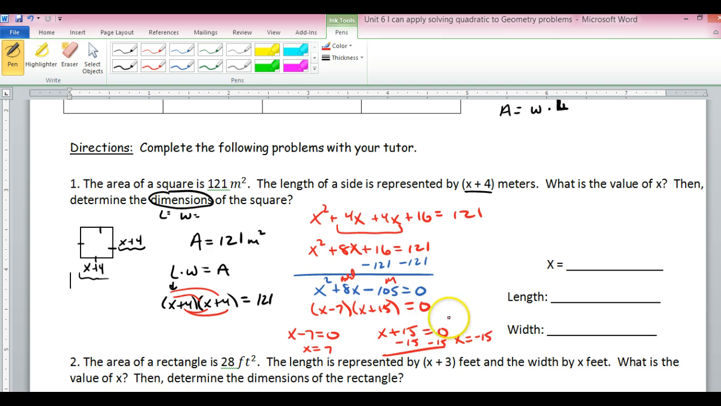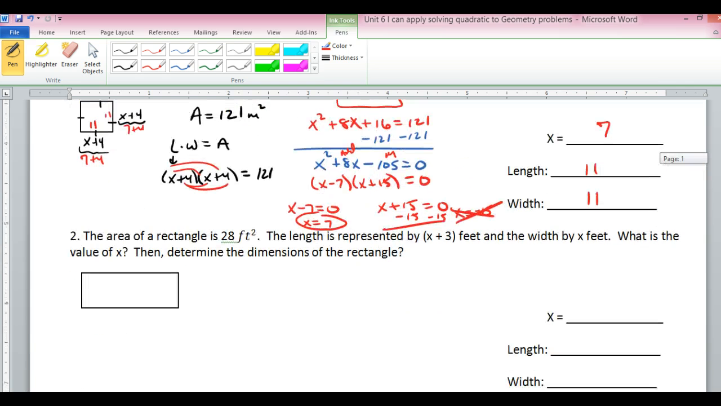Which answer does not make sense here? If we plug negative 15 back in, we'd get a negative side length. Can that happen? No. So we eliminate that, and we know the value of x that works in this problem is 7. To find the length and the width now, all we do is plug that in. 7 plus 4, that side would be 11. And 7 plus 4, 11. The other side would be 11.